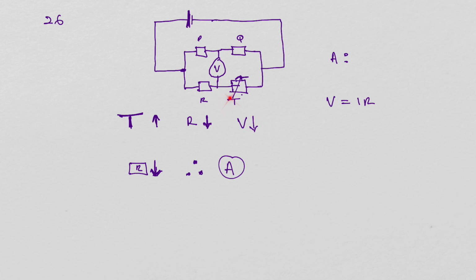And if the voltage goes down, we would want the resistance of R2 to go down, therefore it should be A. So decreasing the resistance of R.